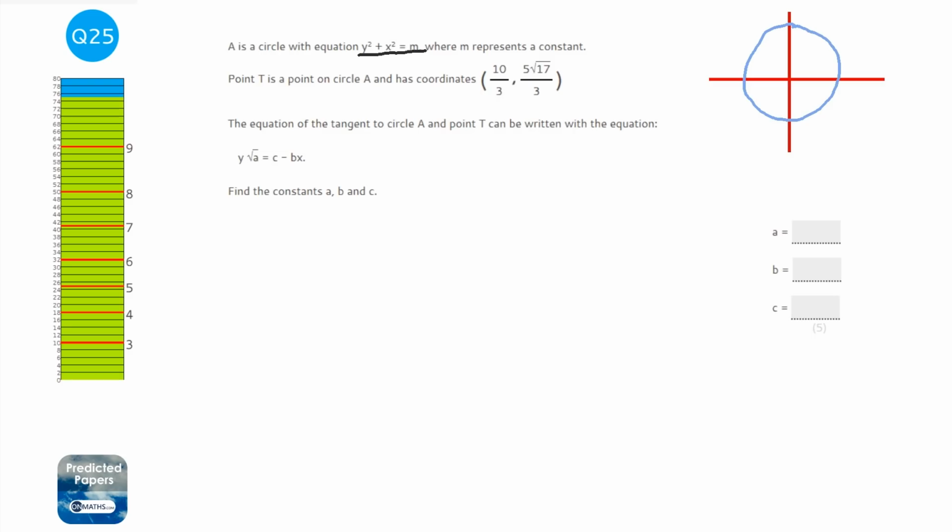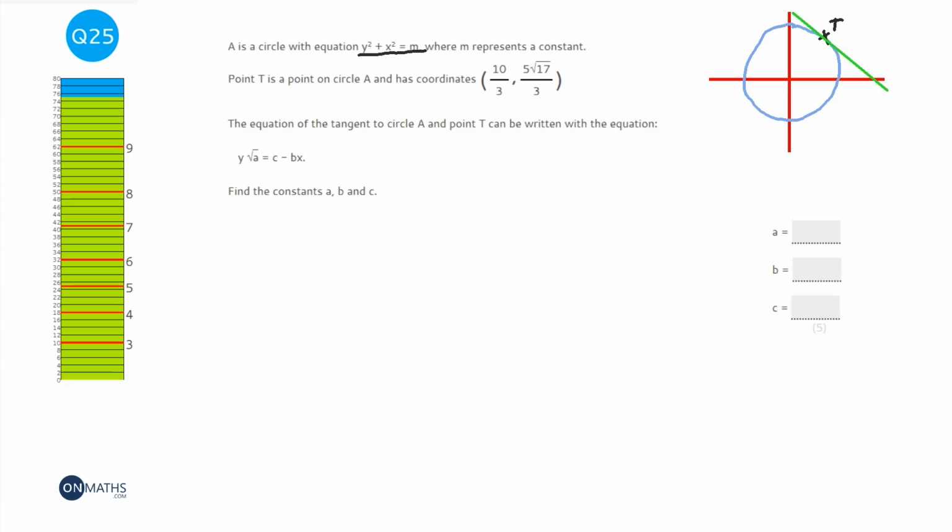So we've got a point T, which I'm going to put here, and it's on the circle. Now, we're looking for the equation of the tangent, so if I draw the tangent on, probably not going to be as good as my circle, we're looking for this equation here.